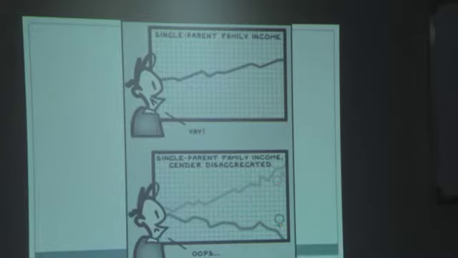So what is the effect of single parent headedness of a household on the income? It depends. If you average it here, you will not see this effect.